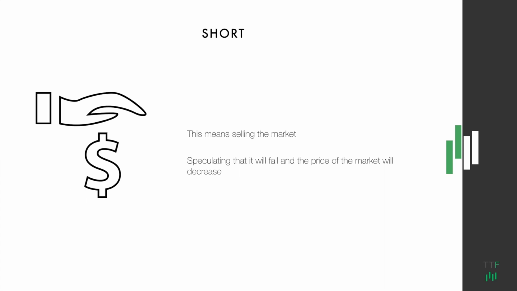Vice versa, we have short. Short is the same as selling a market, speculating that that market will fall. So if it was GBP US dollar and we were shorting it, we'd be speculating that the pound will decrease in value against the dollar.